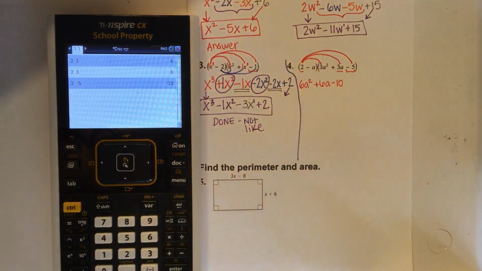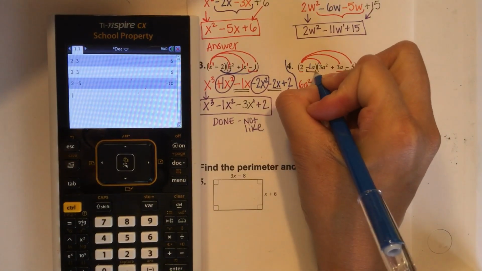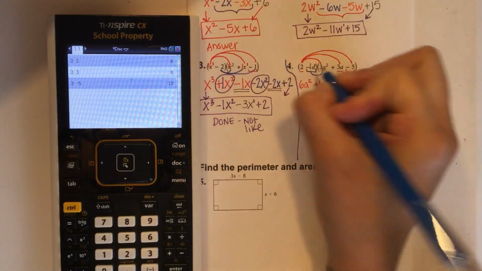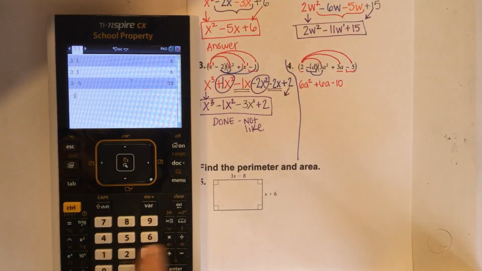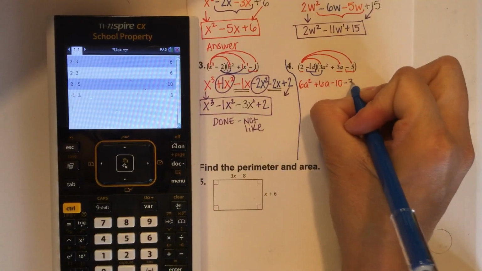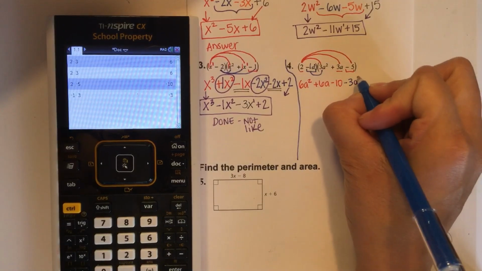Now we're going to multiply a negative 1a with 3a squared. So when we do that, we add the exponents. A negative 1 times 3 is a negative 3, but we take a and add the exponent, so a cubed.